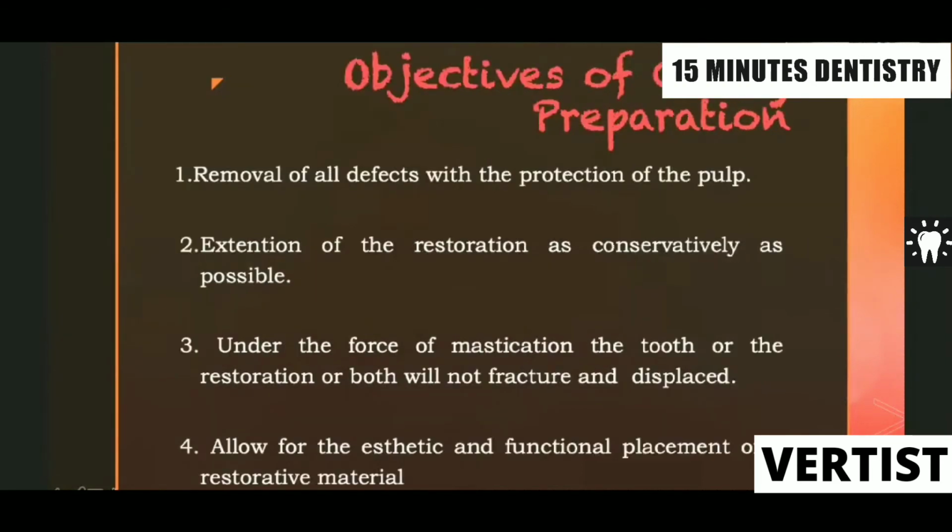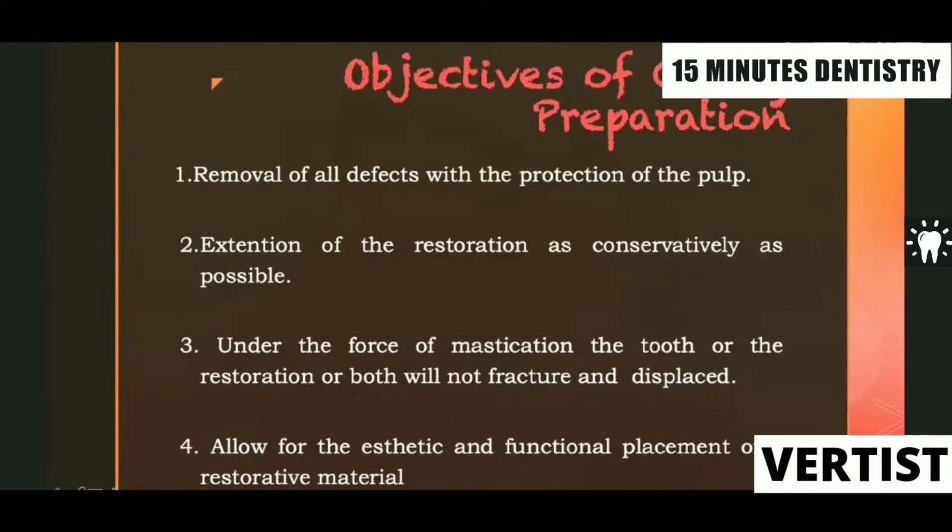Now what are the objectives of cavity preparation? The objectives would be you remove all the defects with the protection of the pulp. So the pulp protection has to be done and all the defects should be out. Then you have to extend the restoration in a conservative manner, not in a haphazard manner, right? Now, we say there is an extension for prevention, but you have to be more conservative in your approach, and under the force of mastication, when the patient starts biting, the tooth or the restoration should not fracture, should not break, should not get displaced. And last, aesthetic and functional placement of the restorative material.